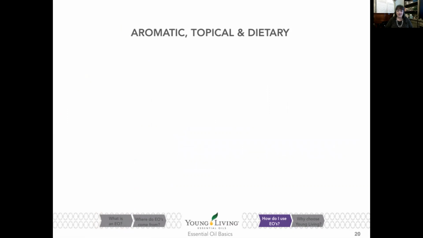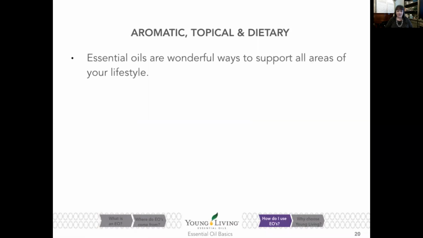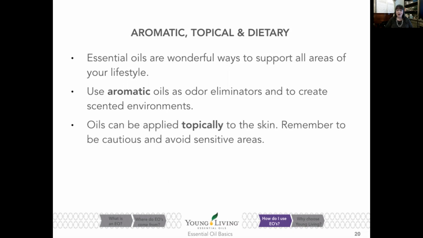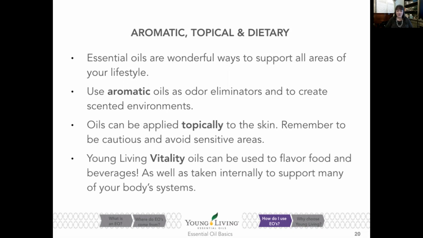Okay, so we're going to introduce 3 different ways that oils can be used that are most commonly used here. So we have aromatic, topical, and dietary. Essential oils are wonderful ways to support all areas of your lifestyle. We can use aromatic oils as odor eliminators and to create scented environments. Oils can be applied topically to the skin. Remember to be cautious and avoid sensitive areas. And Young Living Vitality oils can be used to flavor food and beverages, as well as taken internally to support many of your body systems.